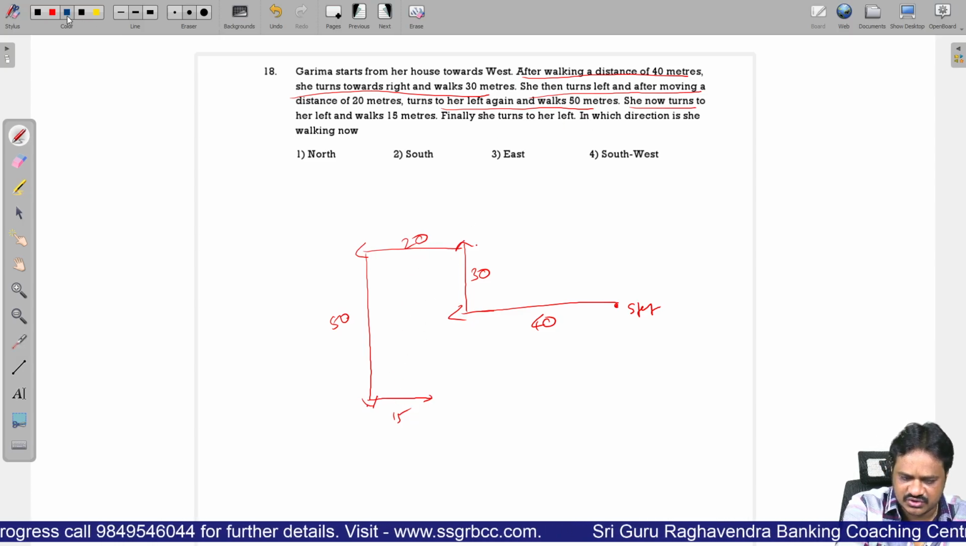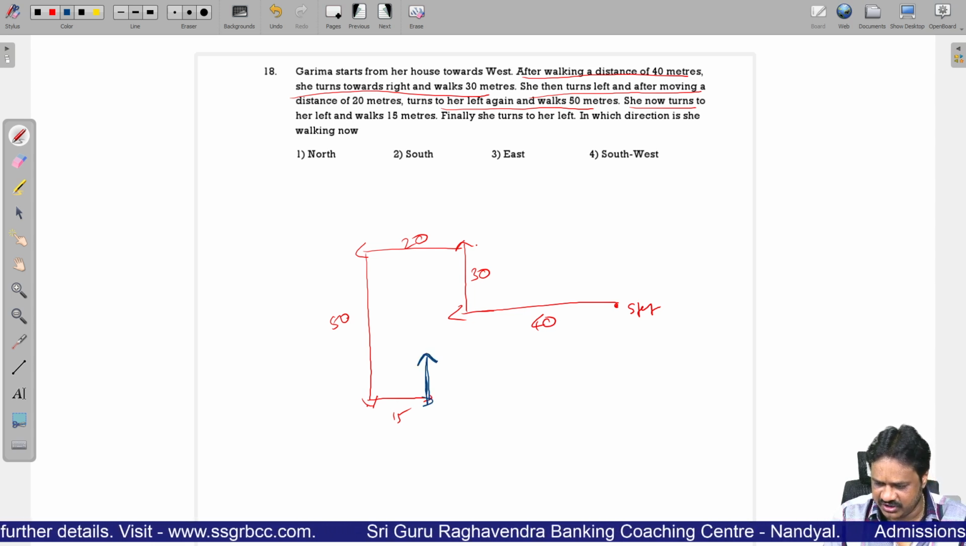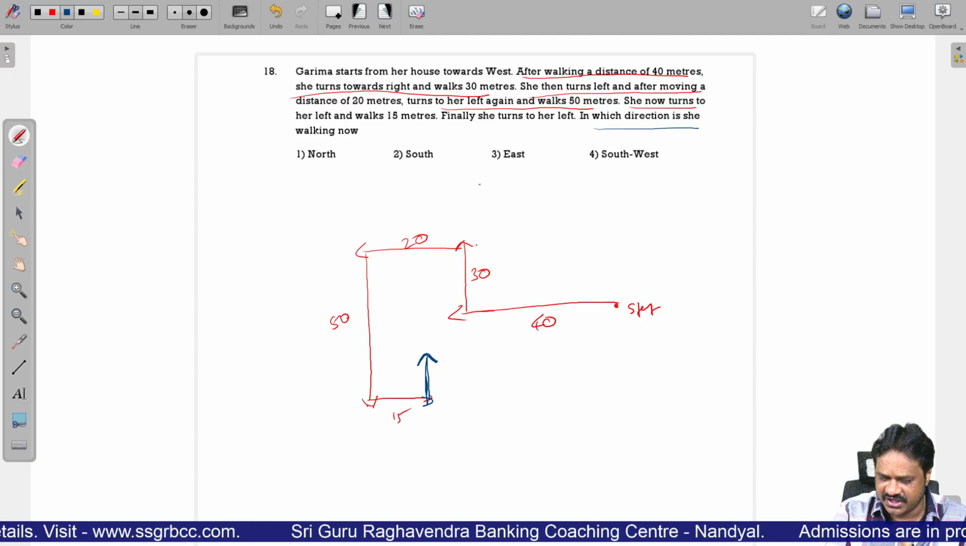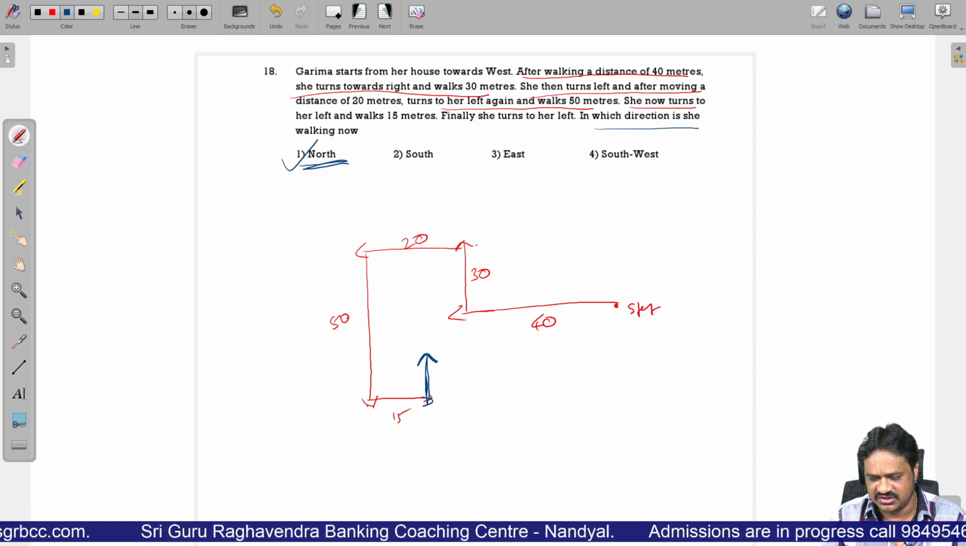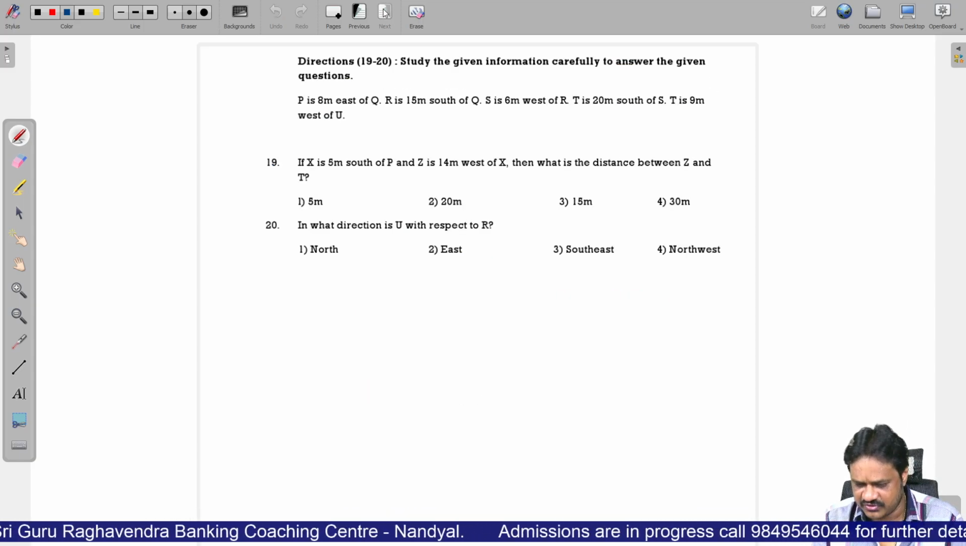Finally, she turns to her left. This is an east-facing person, and turning left means moving to the north. Now in which direction is she walking? North direction. The answer is north direction. Let us see the last one for today.